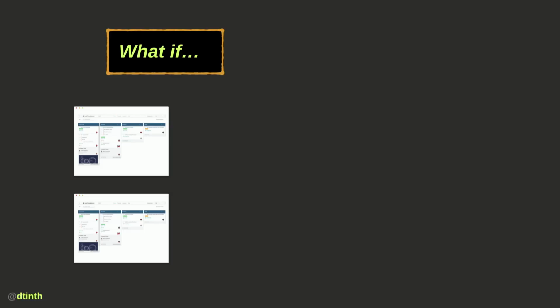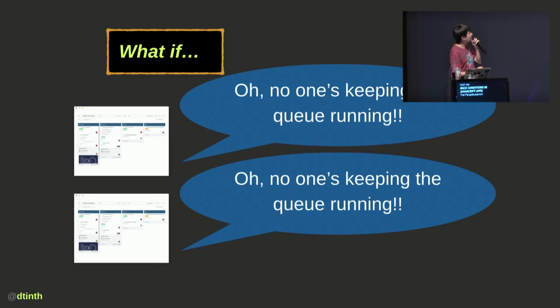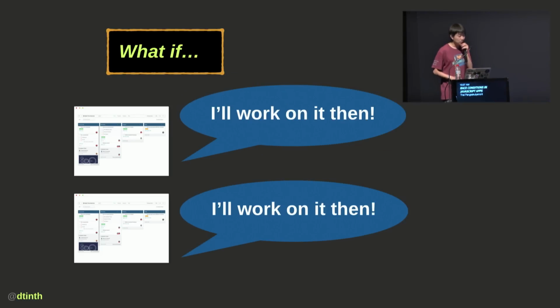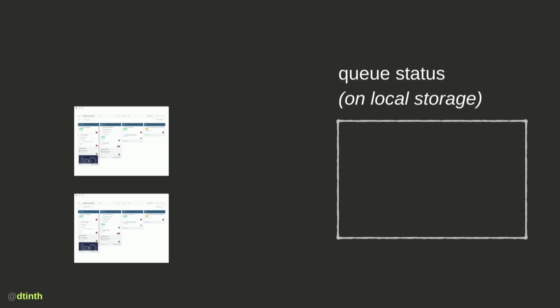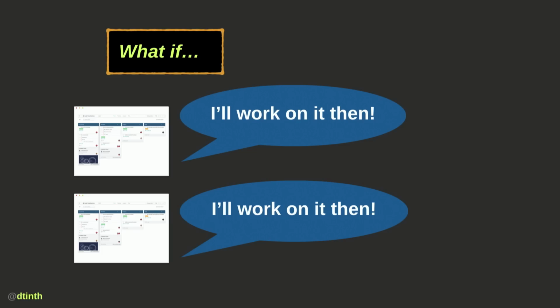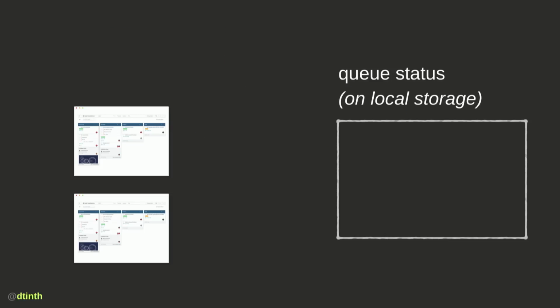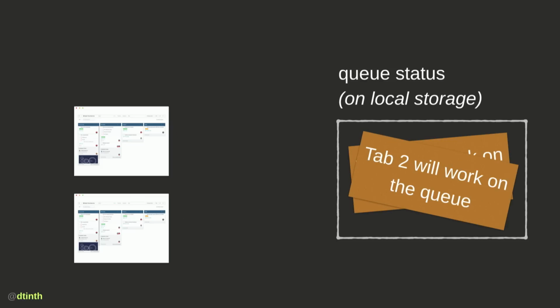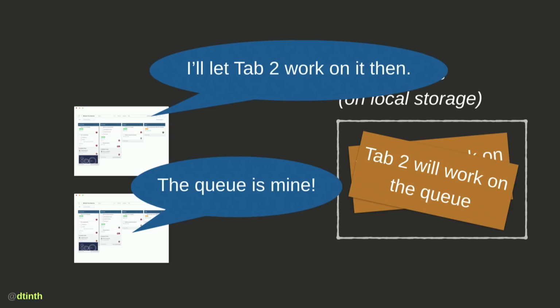But since our client-side storage can be asynchronous, there might be the case where more than one tab looks at the queue and sees that no one's running the queue, and both decide to work on it. So who wins? There can be only one tab working on the queue. That's a hard requirement, otherwise bad things are going to happen. So we use a shared client-side storage and have each tab write its own ID to this storage. And after a while, we read it back. So the latest tab to write wins.